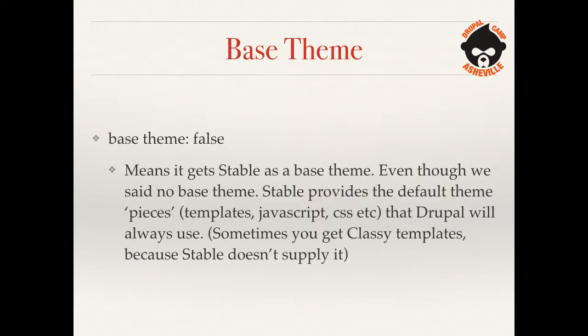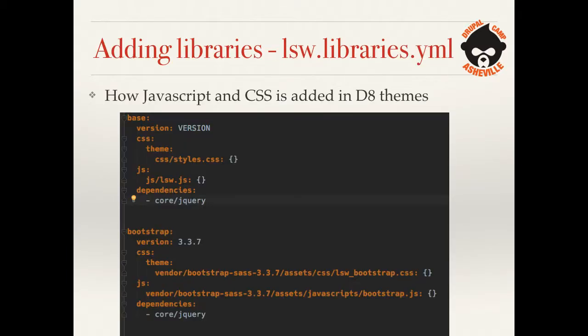So base theme false. Basically, you get it from stable. There's stable and classy, two core themes. You will get the templates from stable, nearly all of them. You'll see some of them later on, you'll actually say using classy. And you're like, where did it get the classy? I didn't sub-theme classy. Turns out that not all templates exist in stable, so it substitutes the classy ones in. Technically, if you're using Bootstrap, you can say Bootstrap here and build on top of a theme that already exists.